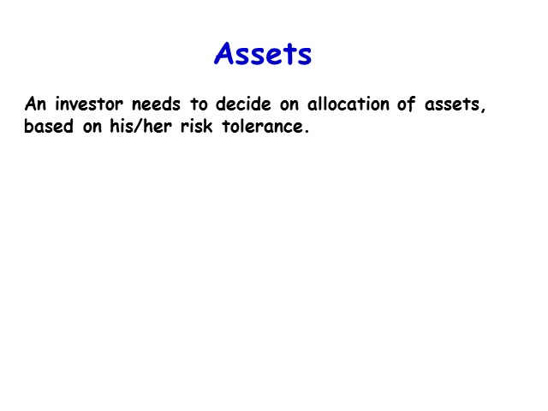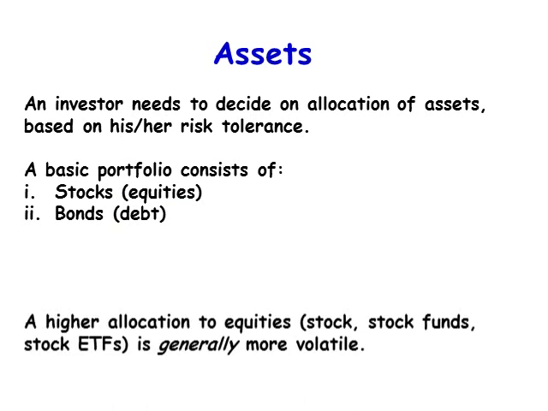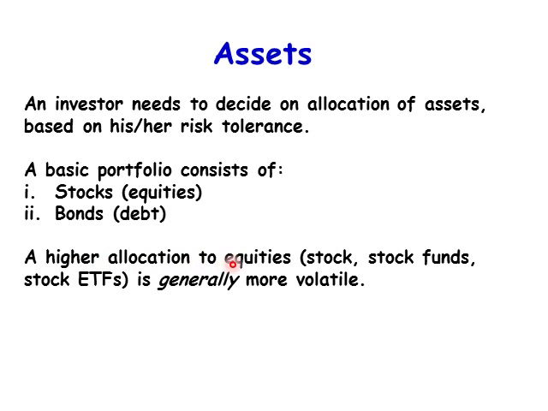What are assets? An investor needs to decide on allocation of assets based on his or her risk tolerance. There are basically two basic assets in a portfolio. One of them is stocks, which is also called equities. The other is bonds and cash, which are also called debt. So equity is ownership and debt is a loan. A higher allocation to equities, which is stocks, stock funds, and stock ETFs, is generally more volatile, more risky.